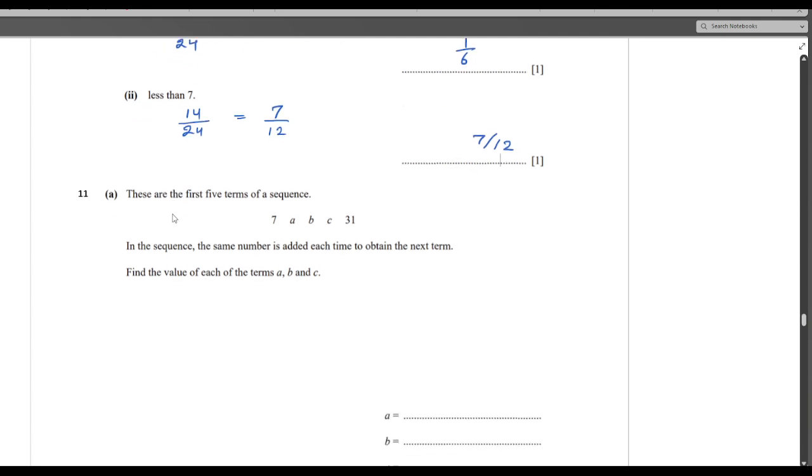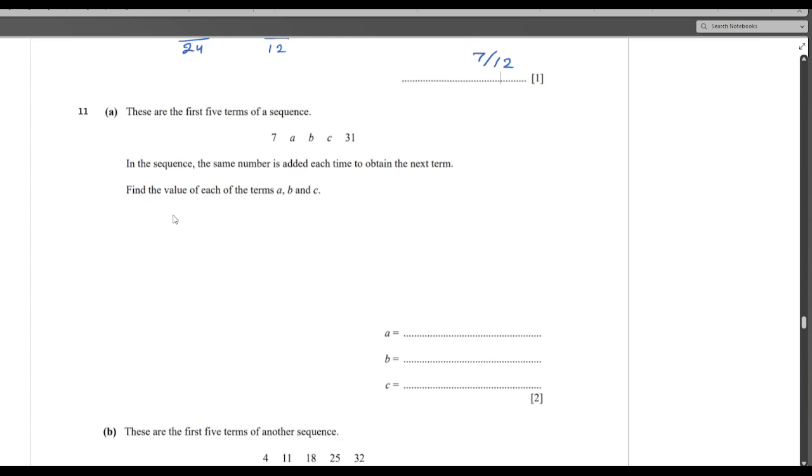These are the first 5 terms of the sequence. In the sequence, the same number is added each time to obtain the next term. Find the value of each term A, B, C. Okay, so here this is your first term. We are adding D, meaning common difference, here 2 times common difference, here 3 times common difference, and here 4 times common difference. So 7 plus 4 times your common difference will give you 31.